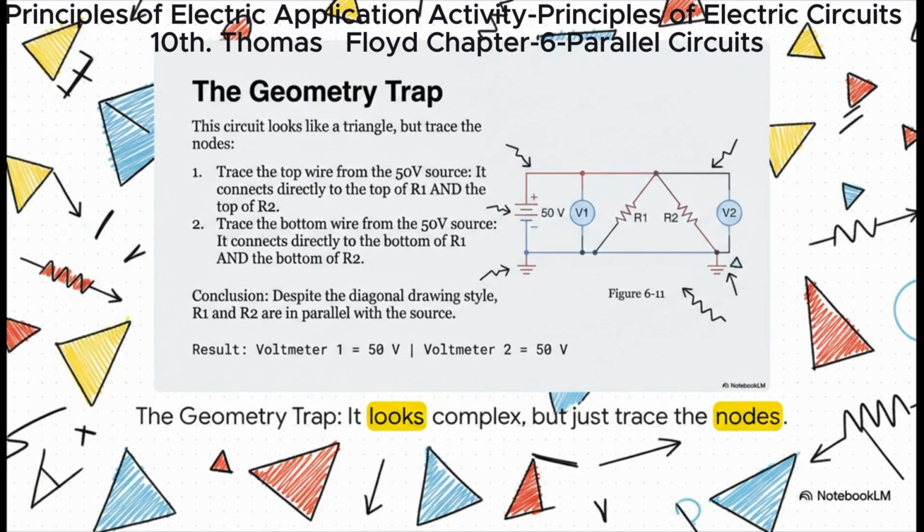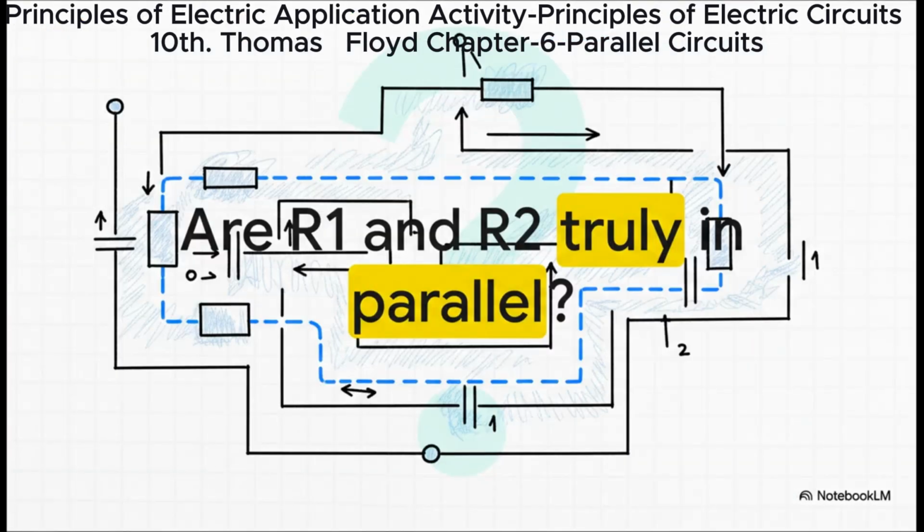And now for the trick I was telling you about. I call this the geometry trap. Professors and textbook authors love to draw circuits like this. They make it look like some kind of weird triangular mess just to fool your eyes. But we're not going to fall for it. Don't let the weird shape distract you. We're going to use our secret weapon to find the truth here. We're just going to trace the nodes.